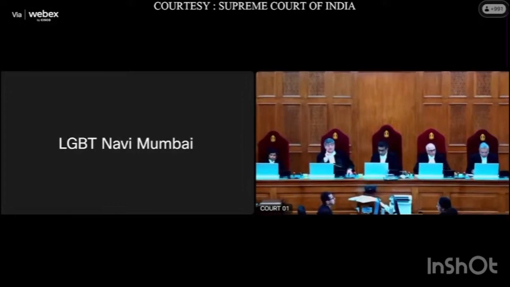The directions, orders, or writs issued for this purpose cannot encroach upon the domain of the legislature. This court cannot make law. It can only interpret it and give effect to it.